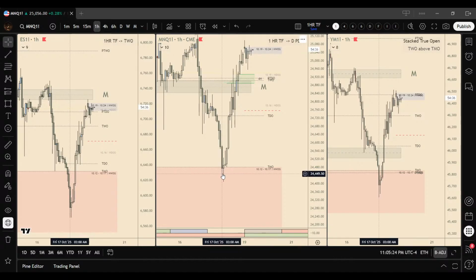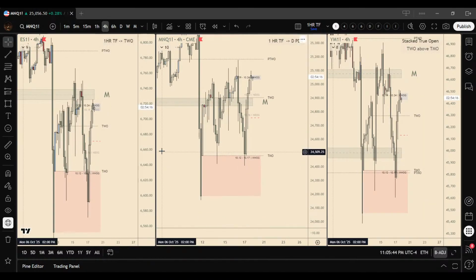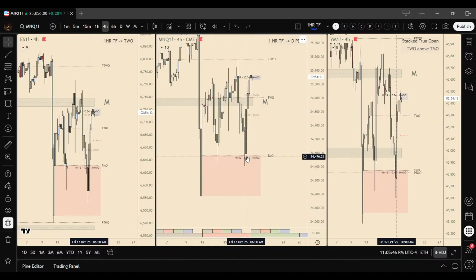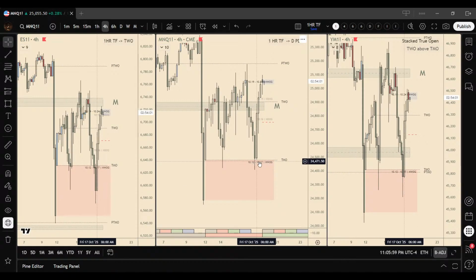Right here on this 4-hour candle, starting from 2 a.m. all the way until this candle. On the 4-hour, I'll show you guys. Check this out. Pay attention. The true month open, they're all trading below it, right? They're all trading below the true month open.